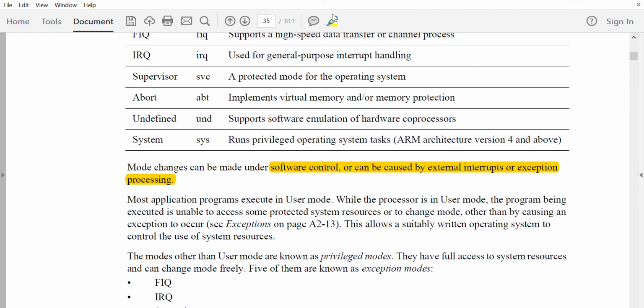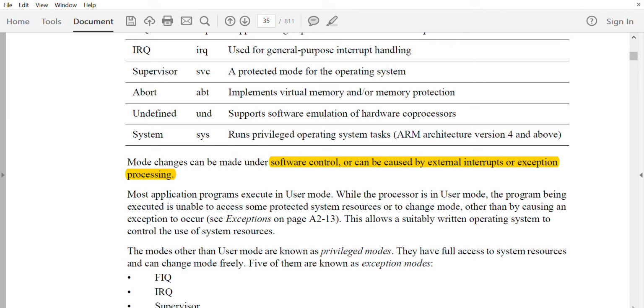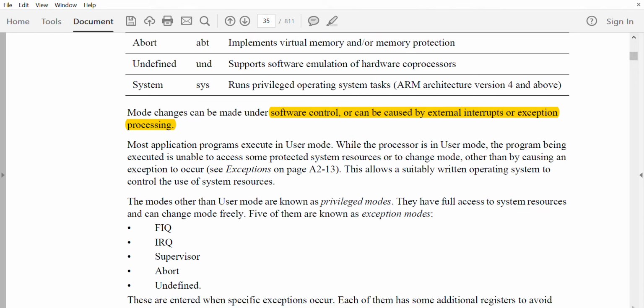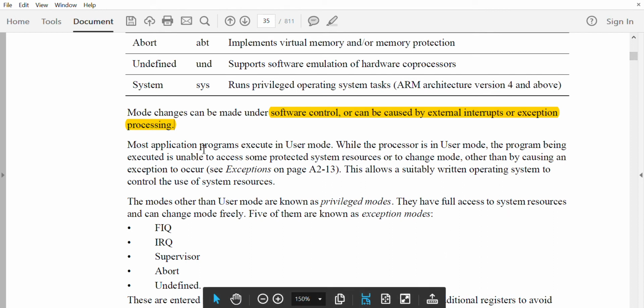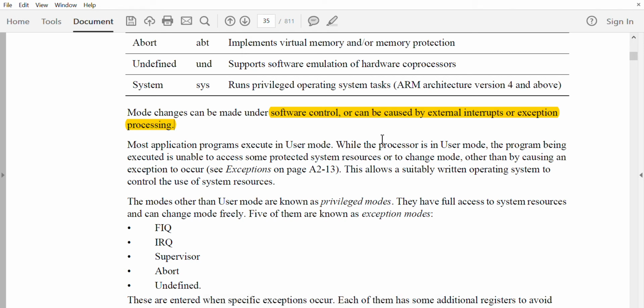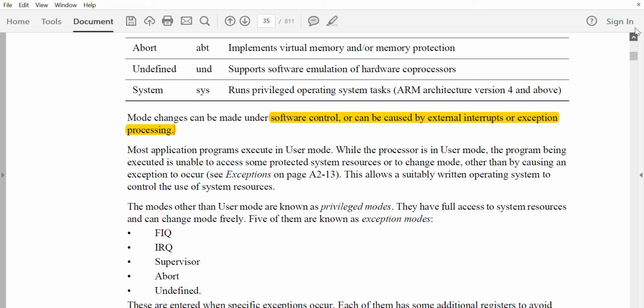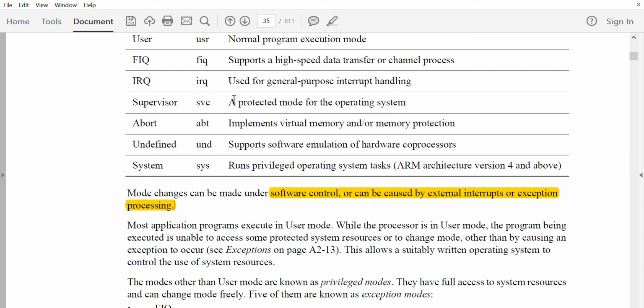Most of the application programs, as we told, the normal program execution mode is the user mode. So that is what is said here. Application programs execute in the user mode only, and when in the user mode, it cannot access the protected system resources. That is what we talked about, the supervisor mode. So there are some areas which can be used only when in the supervisor mode, and those protected areas cannot be used while in the user mode.